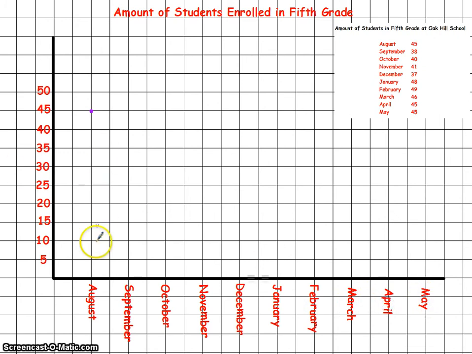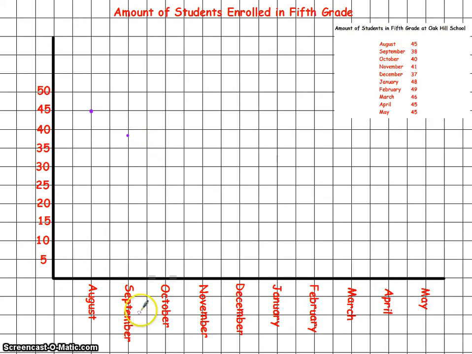That means cross. Okay, so August had 45 students. September had 38. Now, I don't have a number that's 38, so I'm going to have to estimate just a tad. I know that 38 is going to fall between 35 and 40. The numbers that fall in between are 36, 37, 38, and 39. So it's closer to the 40 side. So it's just going to be a little bit of an estimate right there.